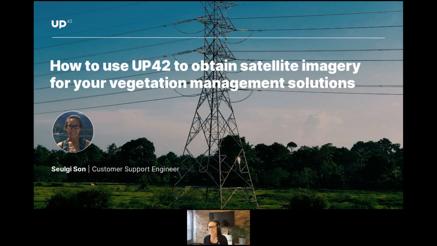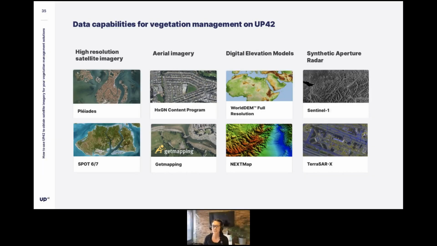But today, I would like to show how you can use UP42 to acquire satellite imagery for your vegetation management solutions. But first, here at UP42, we provide a marketplace that offers a wide range of high-resolution optical data, aerial imagery, SAR, multispectral, and more for a particular use case.